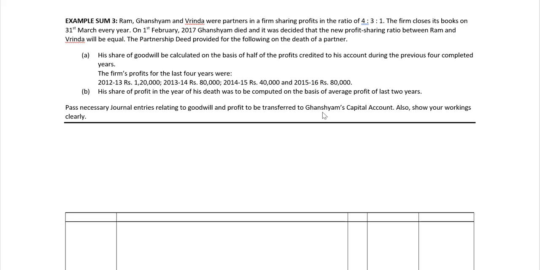Point B says his share of profit in the year of his death was to be computed on the basis of average profits of the last 2 years. We are asked to pass the necessary journal entries relating to goodwill and the profit to be transferred to Ghanshyam's capital account. Also, show your workings clearly. We'll begin with the working notes.